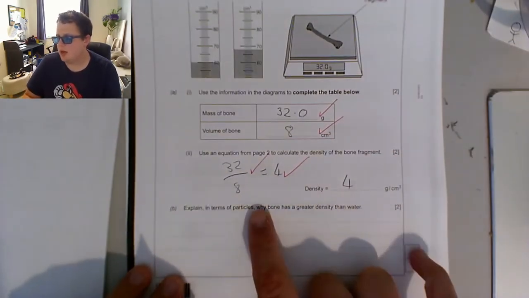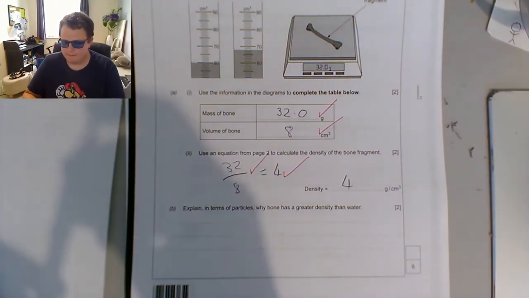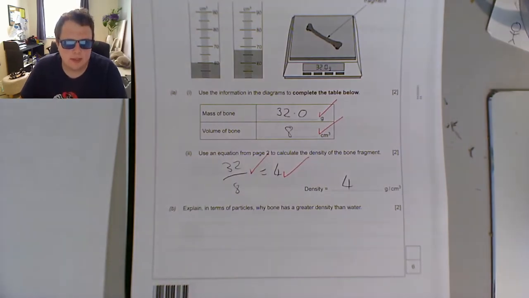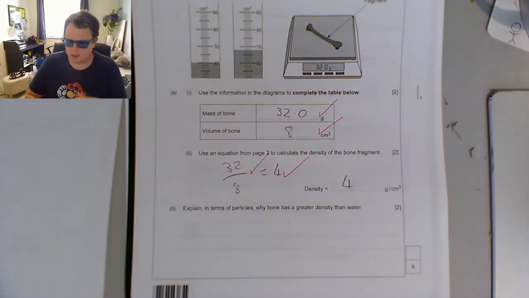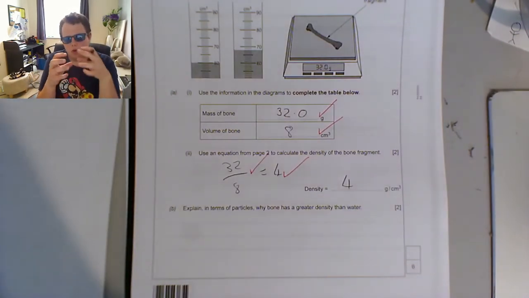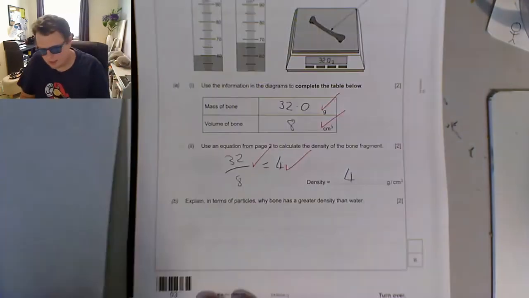Explain in terms of particles why bone has greater density than water. Okay, so this is worth 2 marks. We're expecting 2 points. If we think about solids compared to liquids, solid particles are arranged all close together. So therefore, in any given volume, we can get more of them in. So that's what we're going to write down.